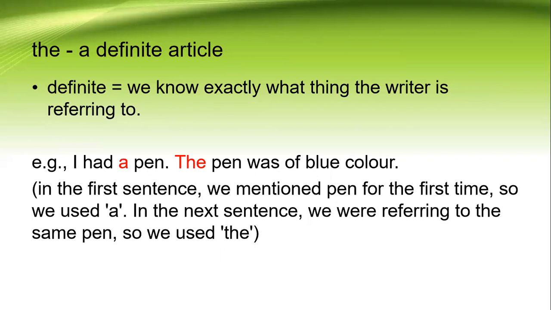Let's see the example. I had a pen, the pen was of blue color. I had a pen because earlier we don't know what kind of pen we are talking about. There is a general idea that we have a pen. The pen was of blue color. Now, in the next sentence, we know exactly what pen the writer is talking about. It is the pen that he has mentioned before. That is why we say the pen.